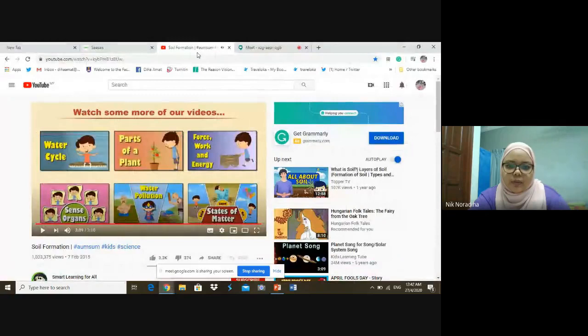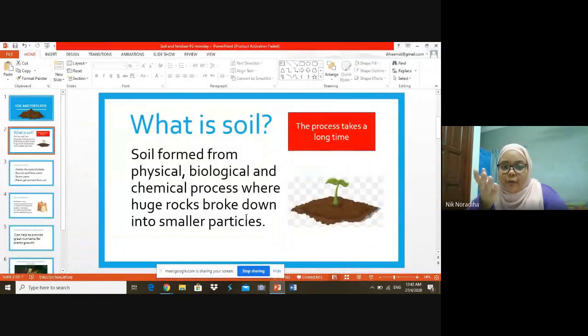Alright, if you can see just now, how rock forms, and also how it breaks down and becomes soil. Alright. So actually the process of breaking down from big rocks into soil does not take just 1 or 2 days. It takes a really long time.